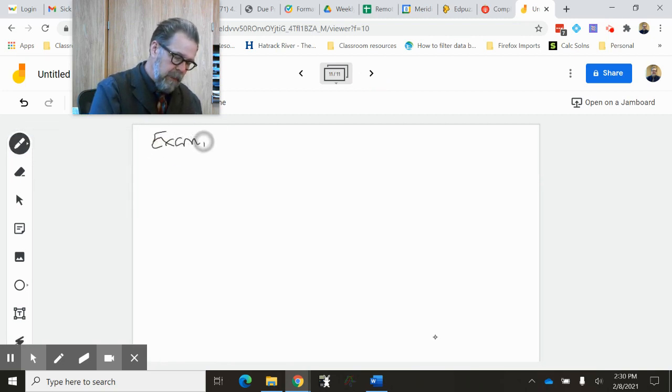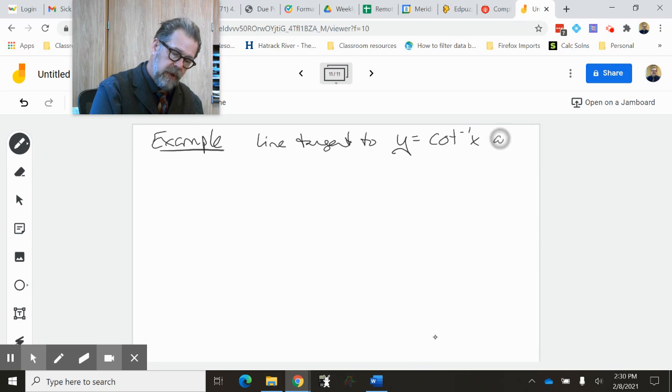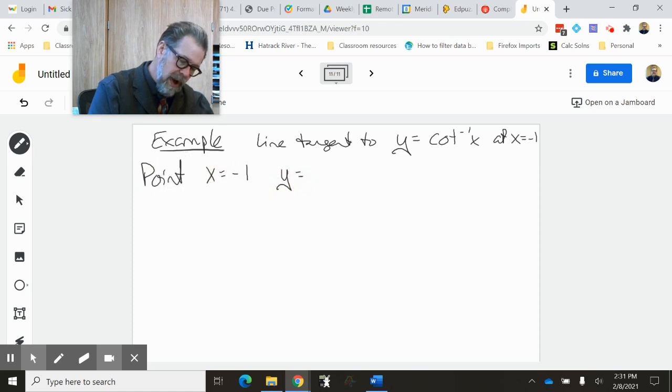So the example is we want to find the line tangent to y equals inverse cotangent of x at x equals -1. So first, let's start by finding our point. Well, we know x equals -1. So y is equal to inverse cotangent of -1. And that means that y is equal to pi over 2 minus the inverse tangent of -1.